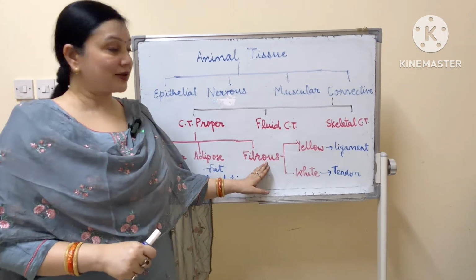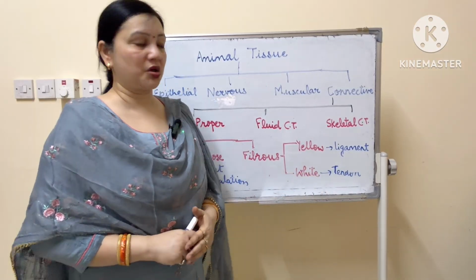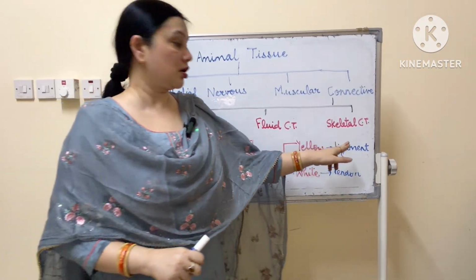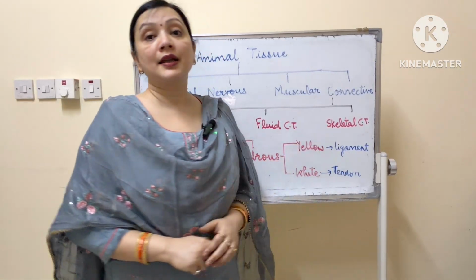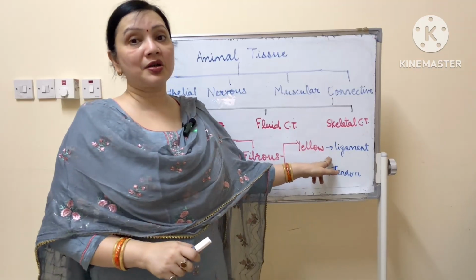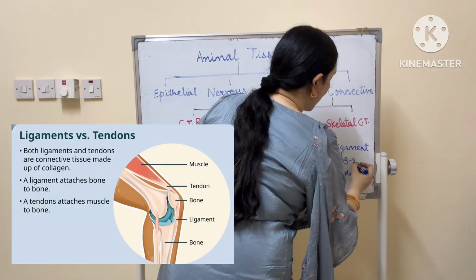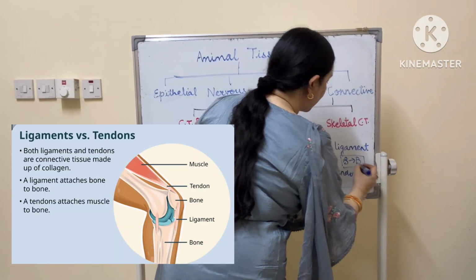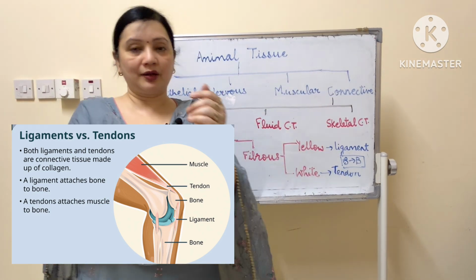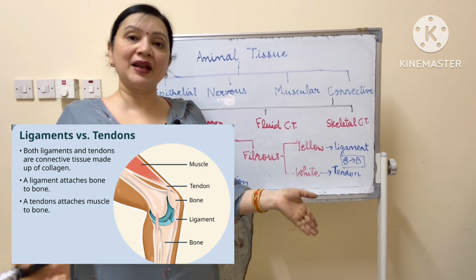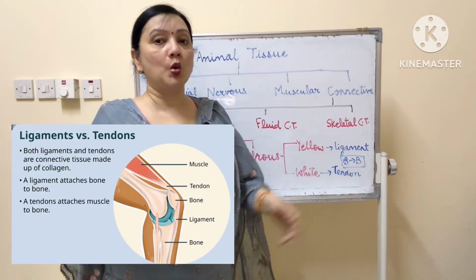The next is fibrous tissue. It is of two types, yellow fibrous tissue and white fibrous tissue. The yellow fibrous tissue is also called ligament, and the white fibrous tissue is also known as tendon. This ligament is the thing which attaches two bones together. So when bone has to get attached to another bone, it is joined by ligament. So where will this be found? At the joints. Joint is a place where two bones meet. So ligaments will join two bones together.